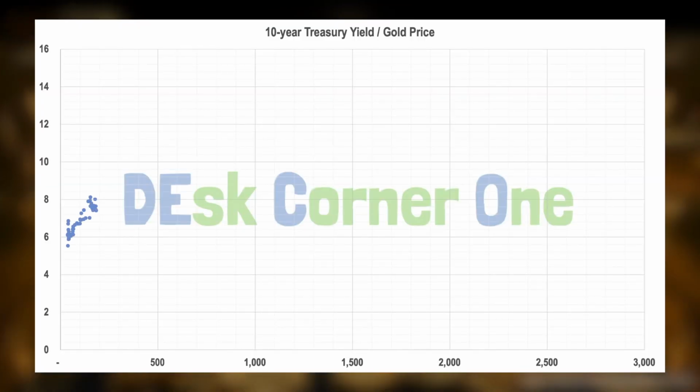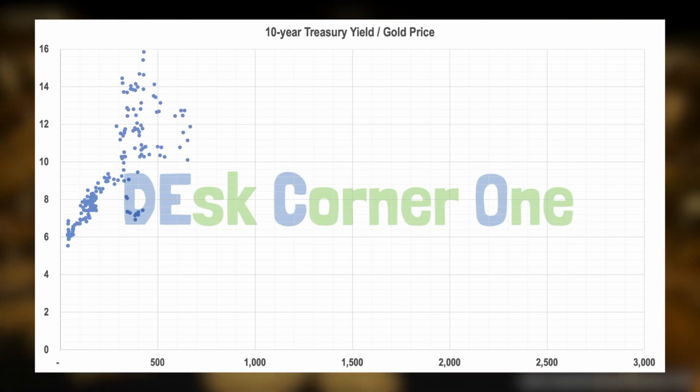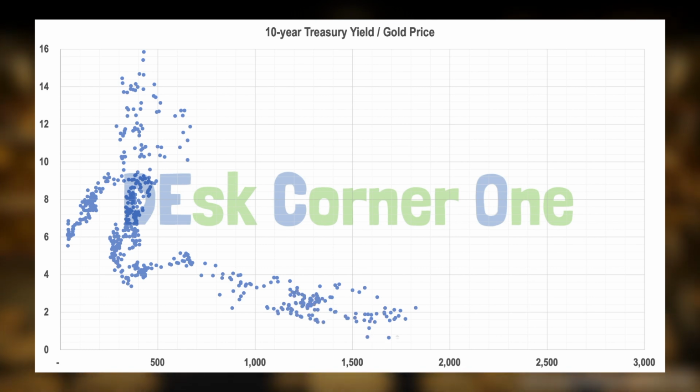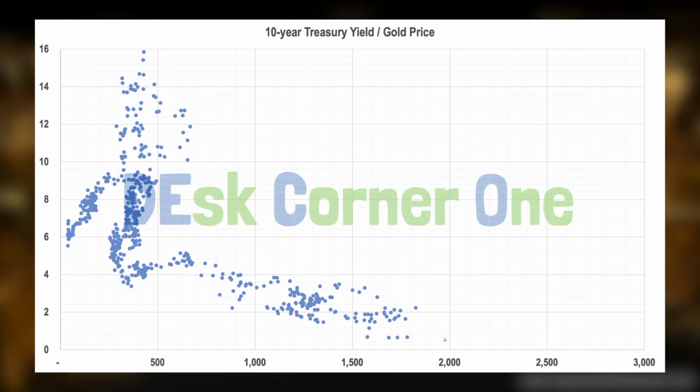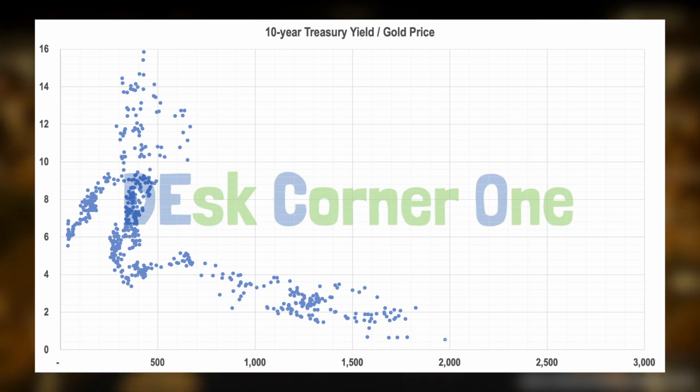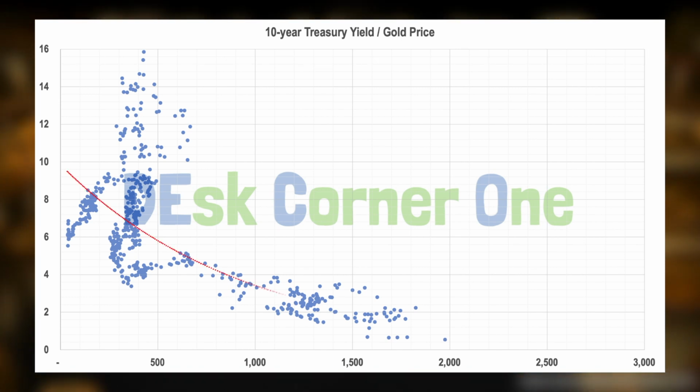I start plotting the gold price and 10-year Treasury yield at the end of each month of the past 50 years on the chart. After putting together hundreds of data points, the result looks like this. Rather than being randomly distributed, these dots form a downward concave slope, which can be represented by this trend line.